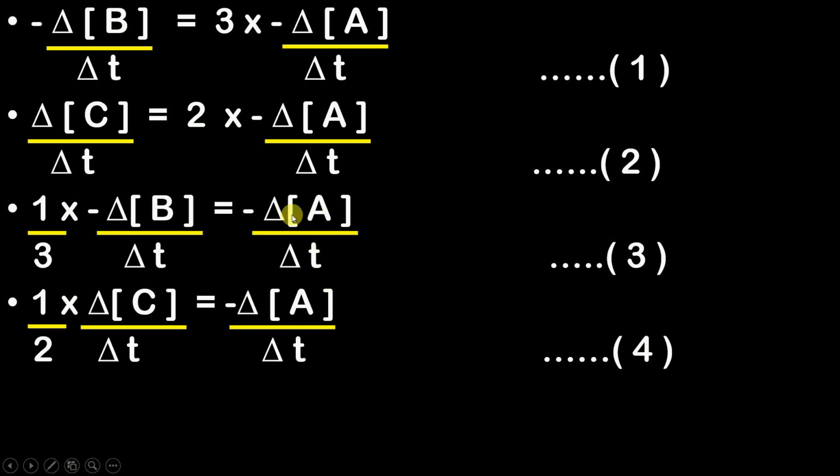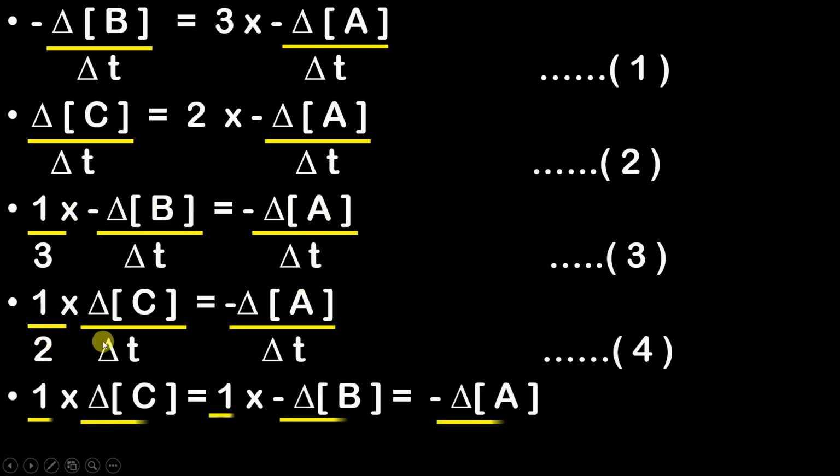And since the right hand sides are the same, can I say that the left hand sides will also be the same? I have just drawn a conclusion from equation number 3 and equation number 4. If the right hand sides are the same, then obviously the left hand sides will also be the same. As you can see, the left hand side of equation number 4 is equal to the left hand side of equation number 3, and it is obviously going to be equal to the rate of A.